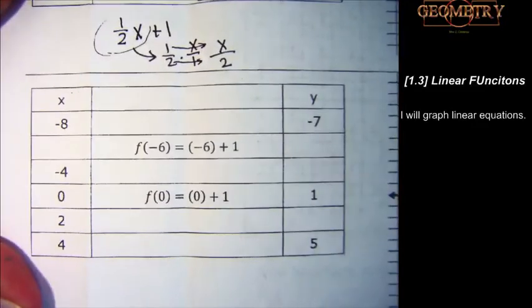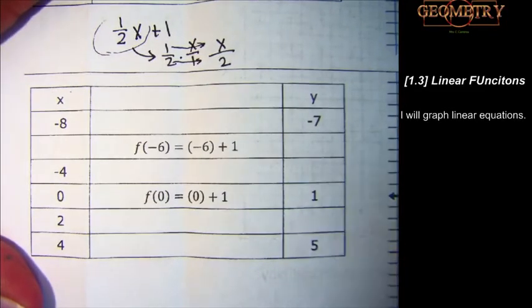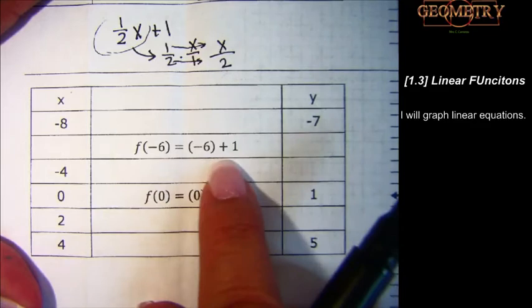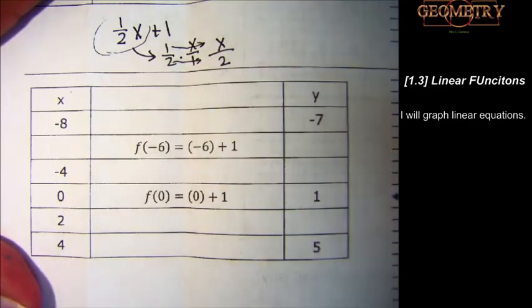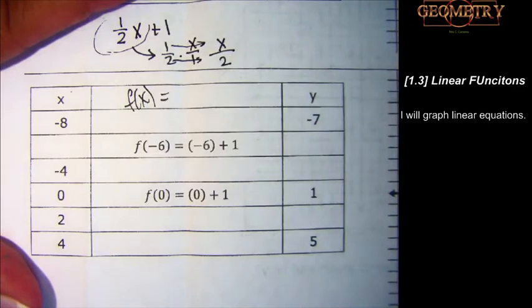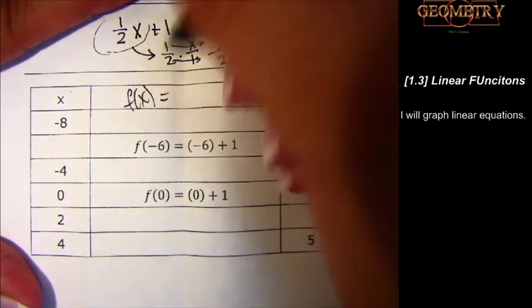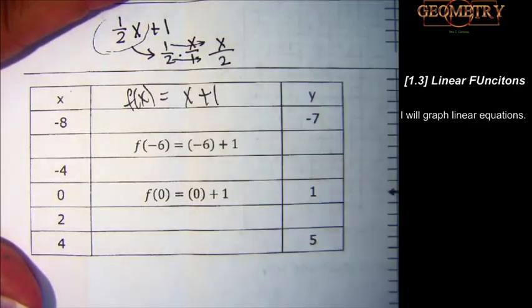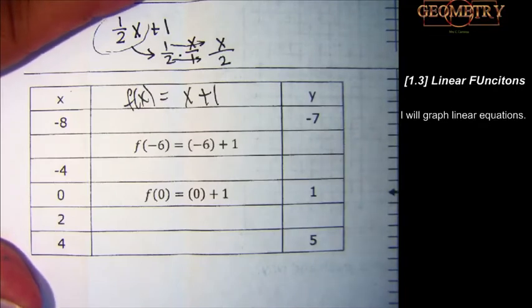Good. All right, here's the last one. What does it look like the rule is? F of x equals x plus 1. Good. Let's populate our table.